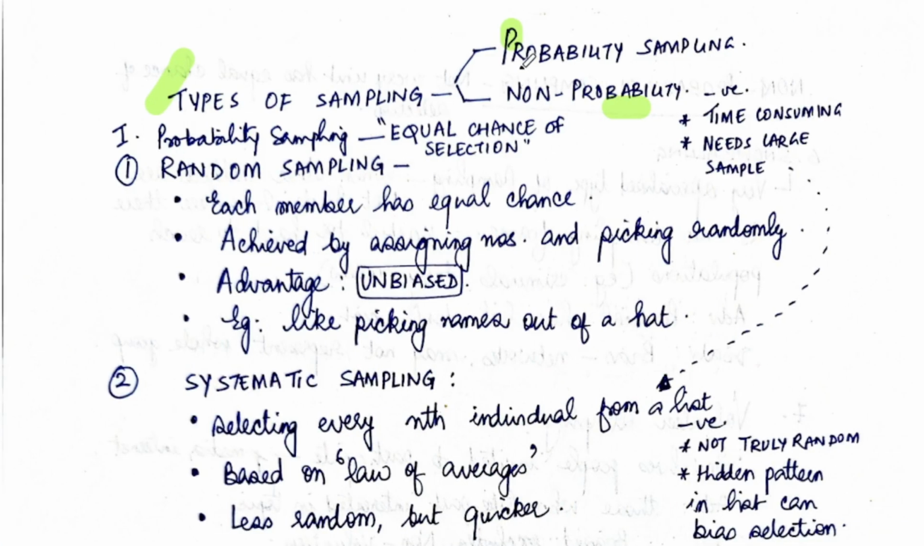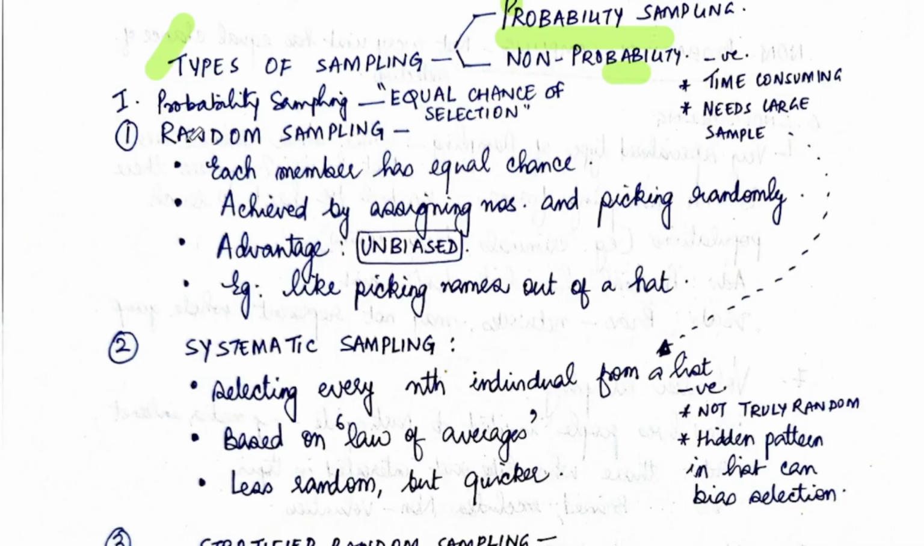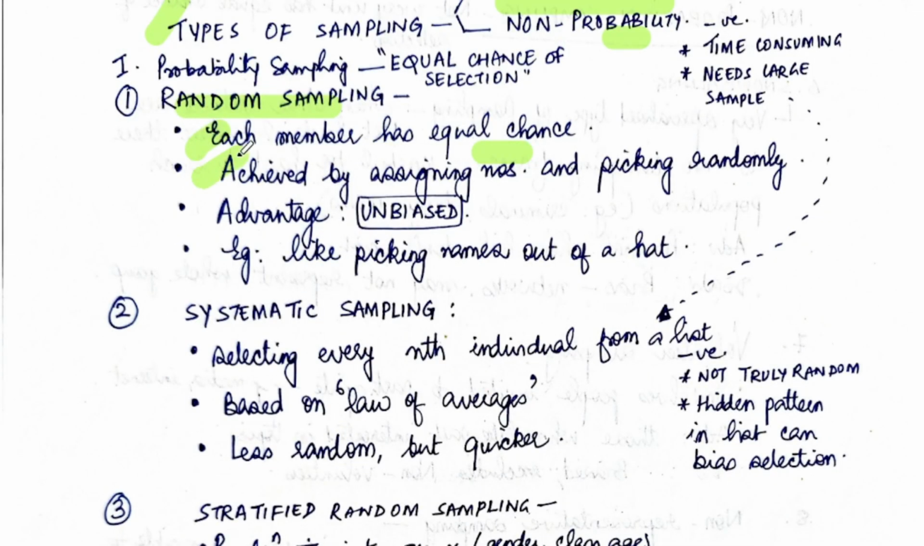So now first we will see the various types of probability sampling. Here in probability sampling, it is chance and not personal choice which decides who gets selected. That is why it is considered scientific and unbiased. So first is random sampling. Here each member has an equal chance of being picked. How do we achieve this? We achieve this by assigning numbers and picking randomly. It is like picking names from a hat. Everyone has an equal chance of being selected.